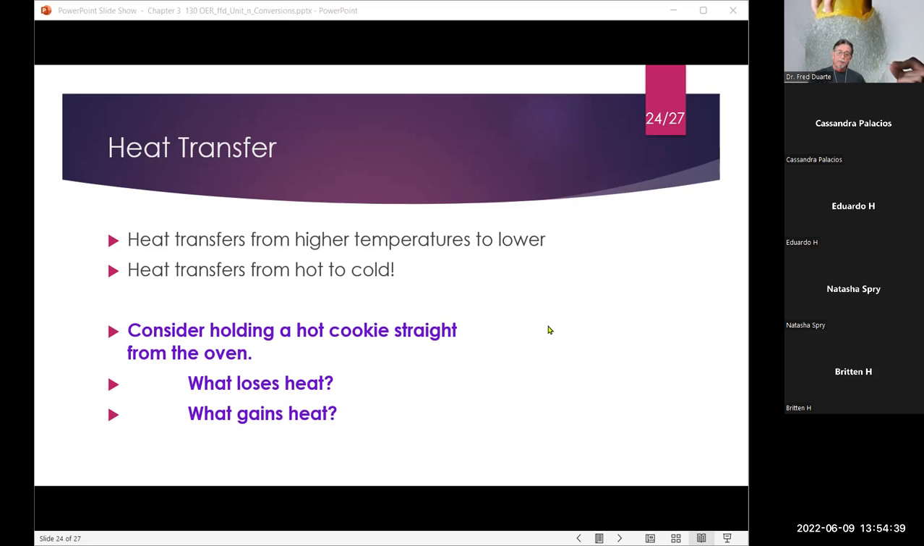All right, so heat transfers from a high temperature to a lower temperature. So it goes from hot to cold. Say you're making some cookies and you take them straight out of the oven, and you grab a cookie, you're going to go, ouch, right? Because it's hot. Why? Because the cookie coming out of the oven has high temperature. Your hand is low temperature. And so that heat's going to transfer from the cookie to your hand, and you're going to get burned. Okay? So the cookie will lose the heat and your hand, unfortunately, will gain the heat.